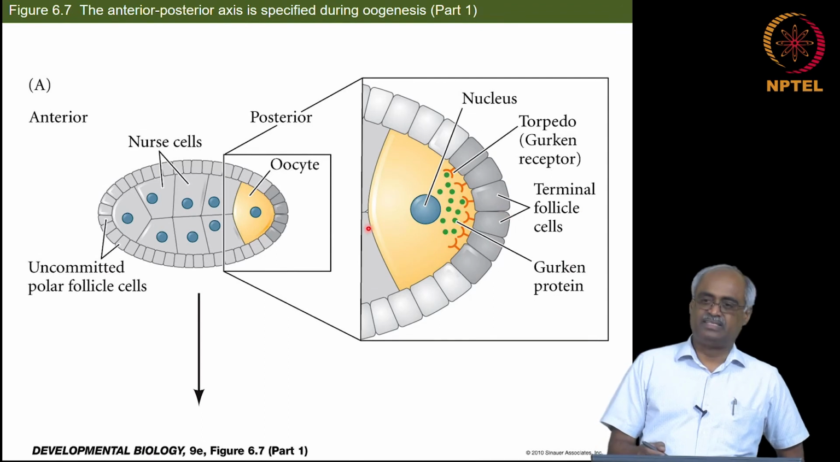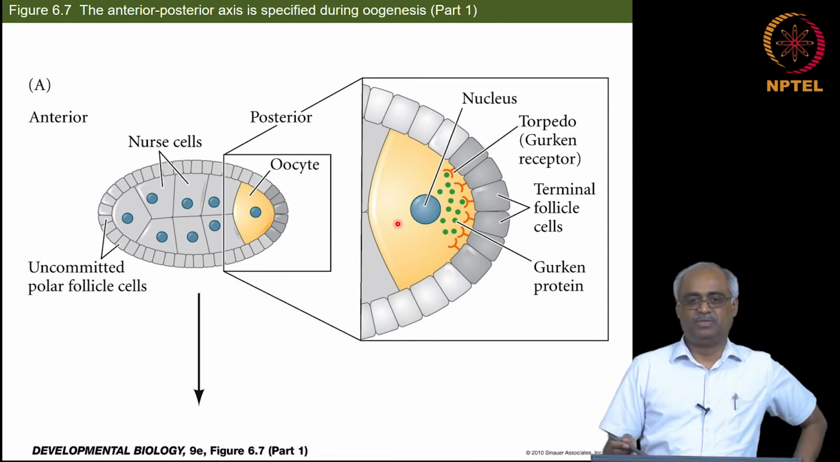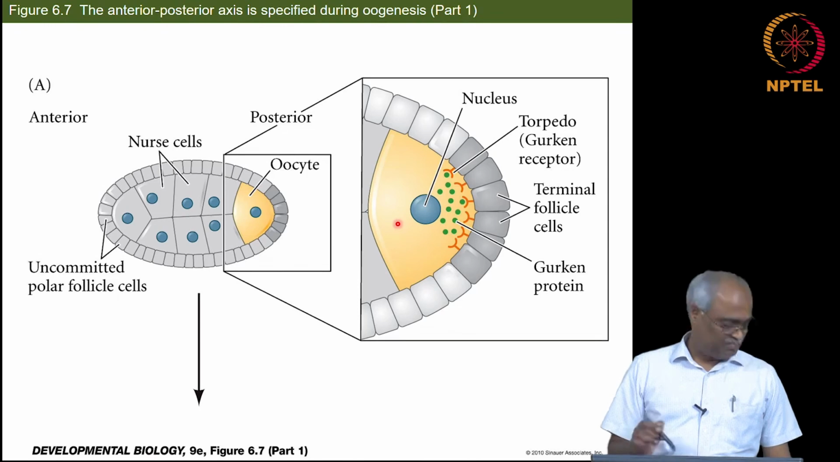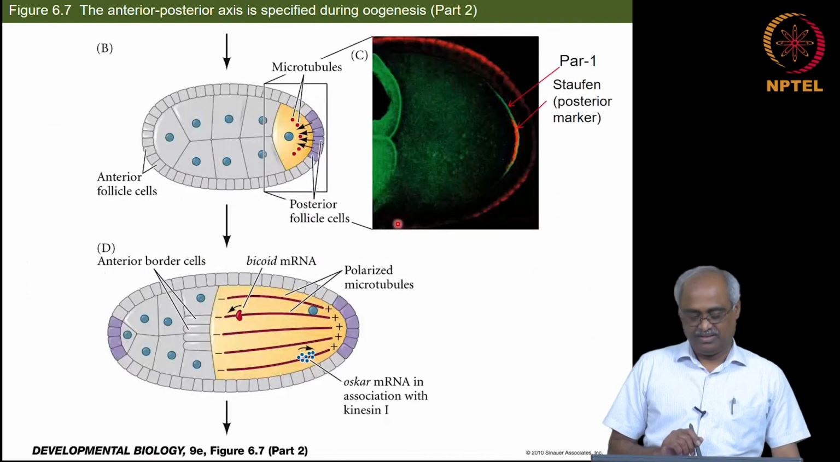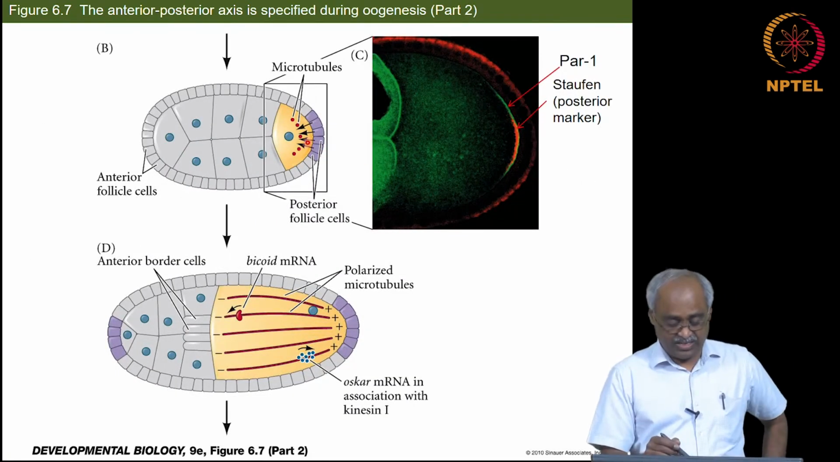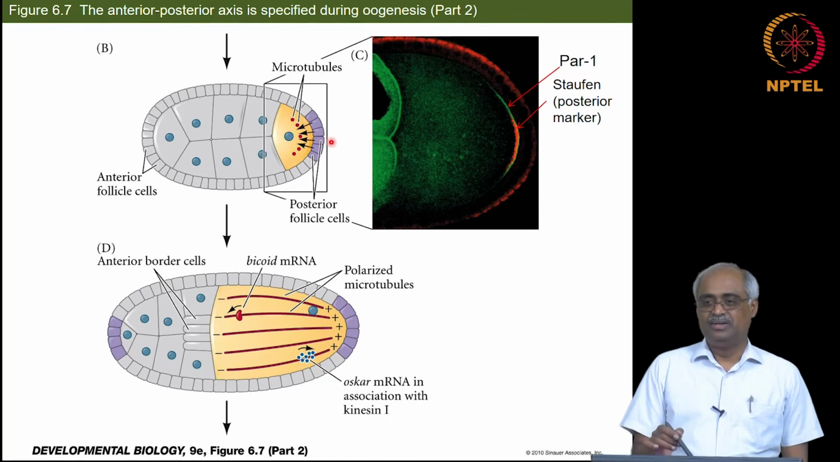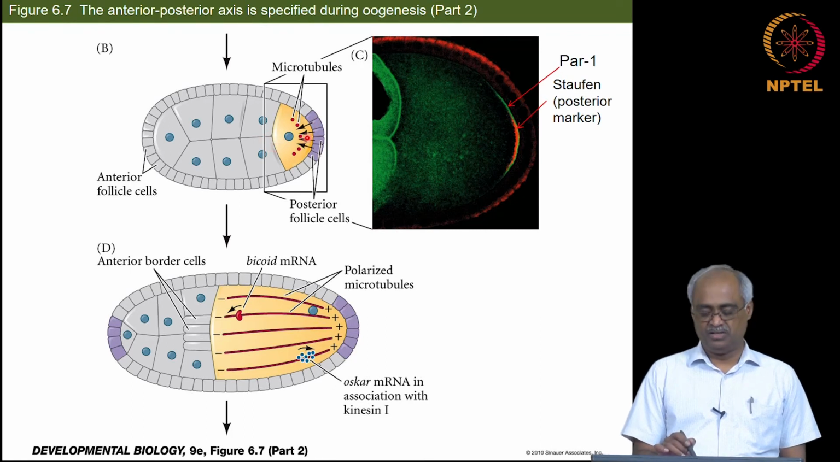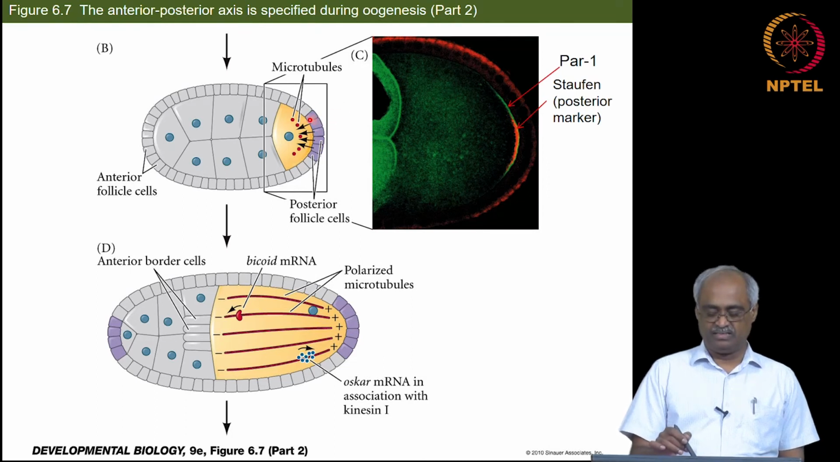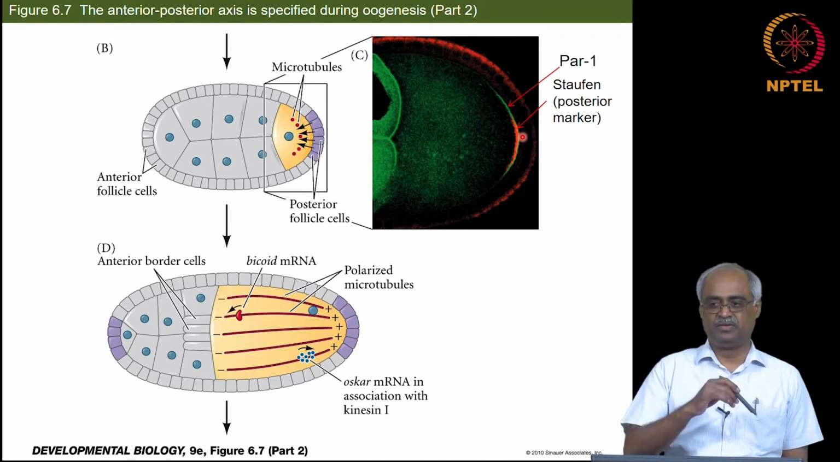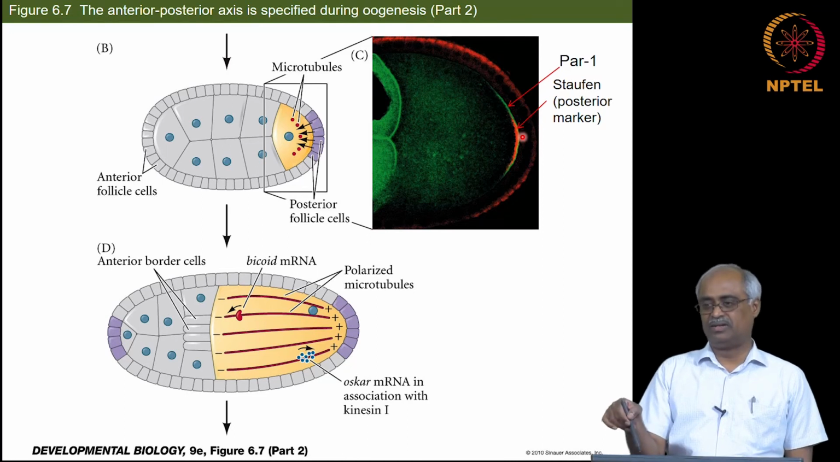Now, they are going to send signals back. Okay, remember the reciprocal induction competence that we have seen. The signal is actually unknown, but as a consequence the microtubules get formed in a certain orientation, and that unknown signaling from these terminal follicle cells brings this protein PAR1, partitioning defective, the C. elegans protein, its ortholog in Drosophila we are talking about.